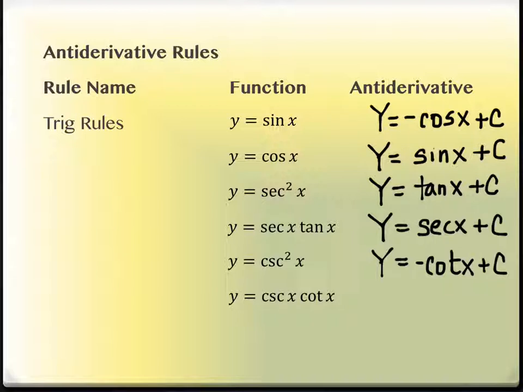How about cosecant x cotangent x? Yeah, and is it positive or negative? It's negative. The derivative of cosecant is negative cosecant cotangent. So the antiderivative of cosecant cotangent is negative cosecant x.